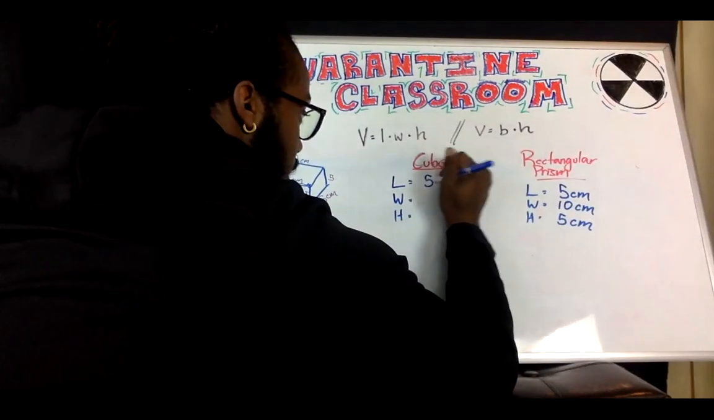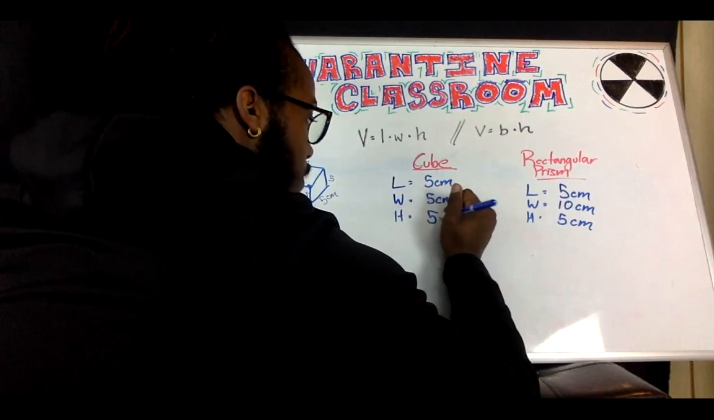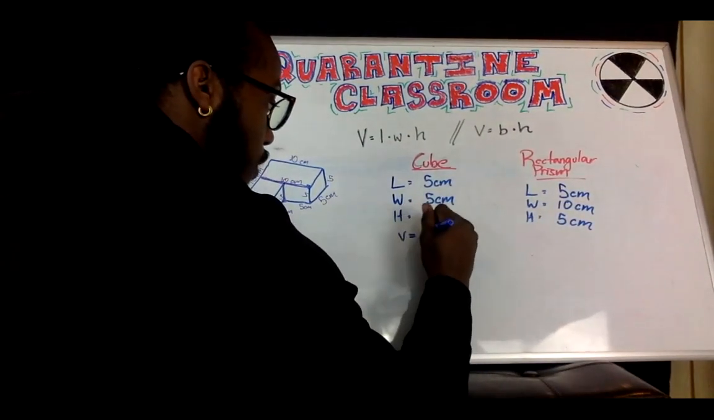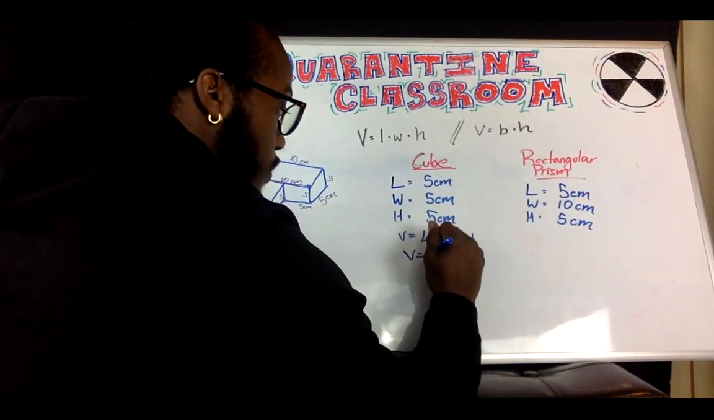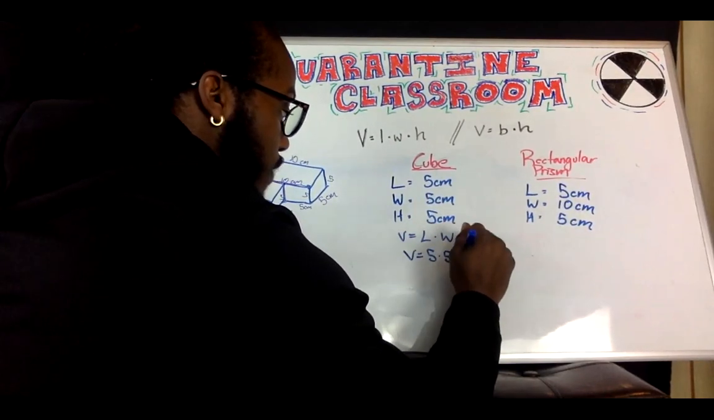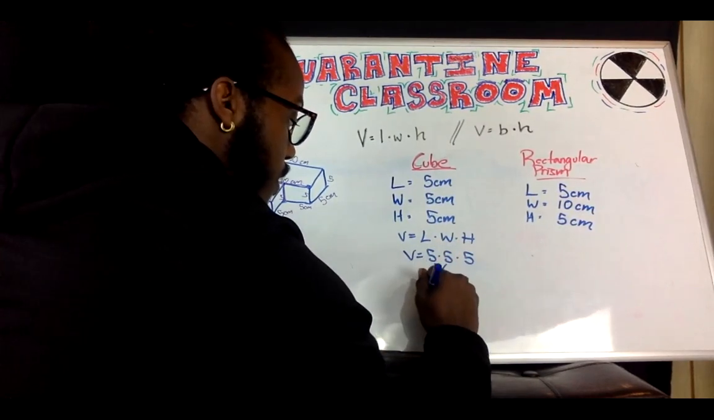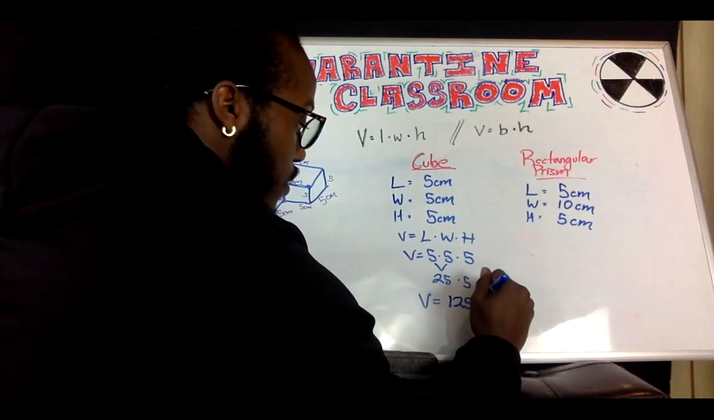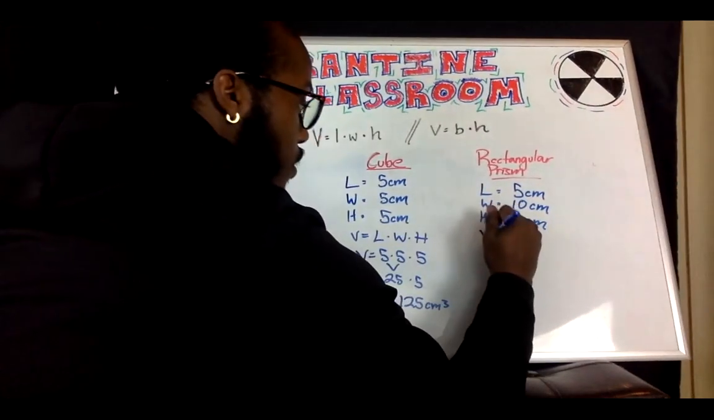So that was going to be a lot easier to find the volume for. And then once we break it up, we find the volume and we add them together. Again, volume equals length times width times height. And then we plug in the information. Times 5 times 5. We know that's 25 times 5. The final volume is 125 centimeters cubed.